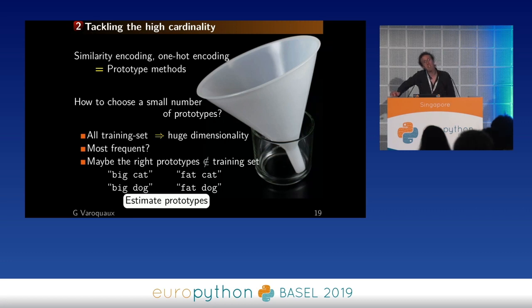And one of the problems is that the most natural prototypes may not be in the training set. For instance, if my training set is made of big cat, big dog, fat dog, I probably want to break this in big and fat and cat and dog. And none of these original entries actually have the right terms. Okay, so I need basically to break down my categories. So now I'll tell you how we estimate those prototypes.